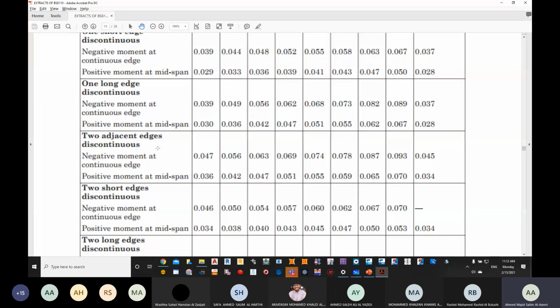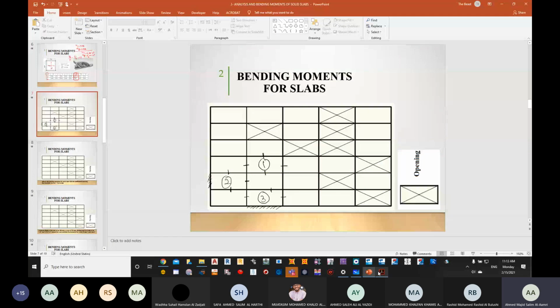So here, 2 are continuous, 2 are discontinuous. One of them is long, one of them is short. And these are normally happening in the corners. If you see in the corners, 2 sides will be discontinuous. Now, if we return back to our case here, can we consider this case as number 4? Can I see that this is continuous, but we have 2 sides discontinuous, one is long, one is short?